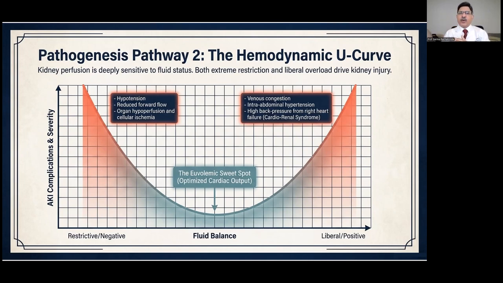The other side: venous congestion, intra-abdominal hypertension, high back pressures from the right heart, cardiorenal syndrome. That is the positive side. The negative fluid balance and positive fluid balance both have a role in the complications and the severity of the AKI. Kidney perfusion is deeply sensitive to the fluid status.